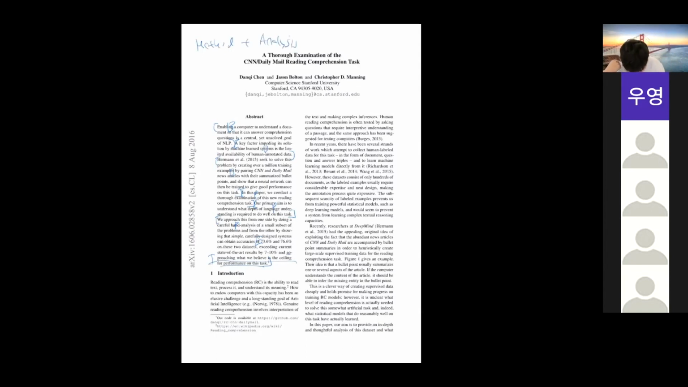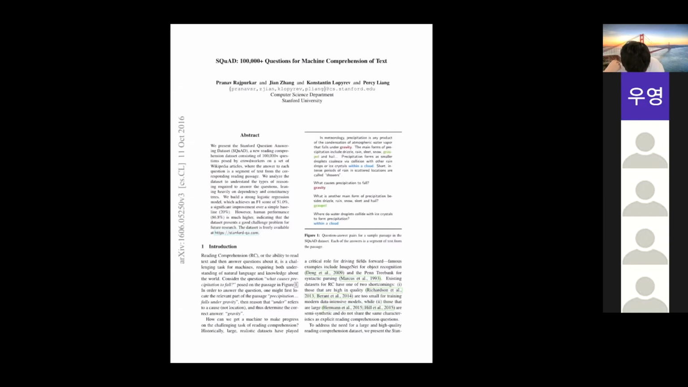So let's go into the next paper. I have only 4 minutes, so I'll be a bit quick. This is the original SQuAD paper. Let's read the abstract. We present the Stanford Question Answering Dataset, a new reading comprehension dataset consisting of 100,000 questions posed by crowd workers on a set of Wikipedia articles, where the answer to each question is a segment of text from the corresponding reading passage.